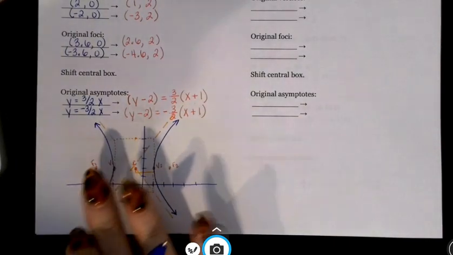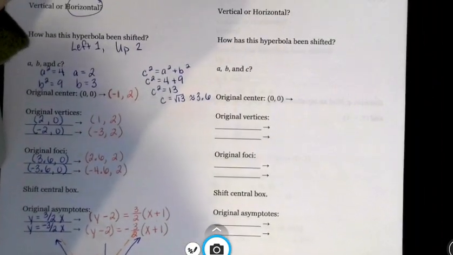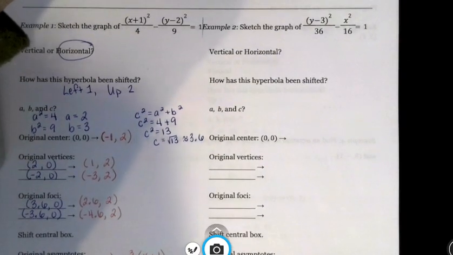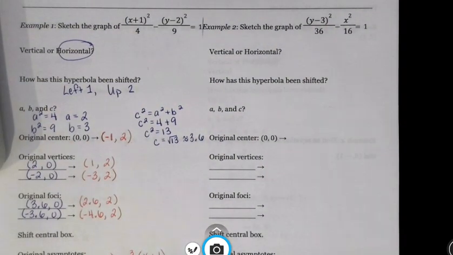So for example 2, I actually would like you to pause the video and try to find the characteristics that you feel comfortable finding, and then you can start the video and see if you get the same thing that I do.